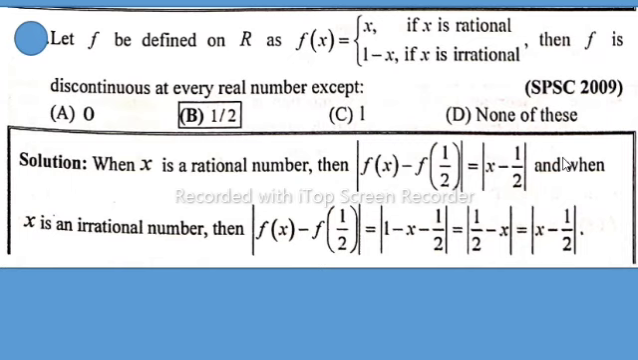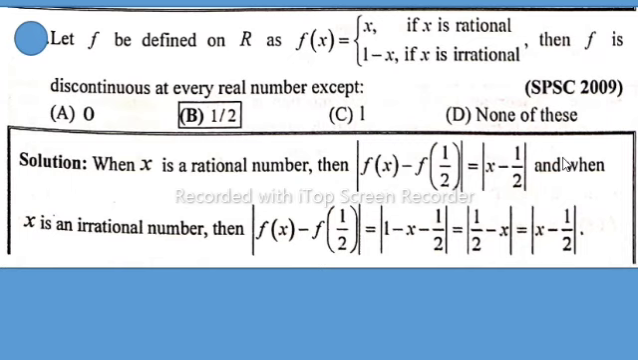Solution: when x is rational, the absolute value of f of x minus f of 1 divided by 2. So the value of f of x is equal to x. So x minus the value at 1 divided by 2, replacing x with 1 divided by 2, is the absolute value of x minus 1 divided by 2.